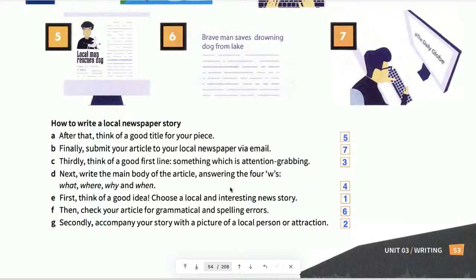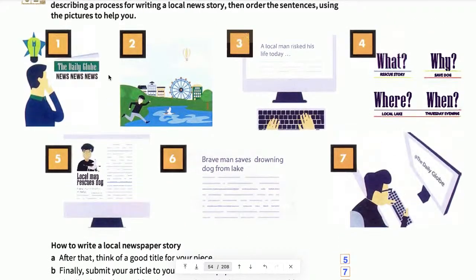Okay, now which one should be the first sentence? 1E, right? Yes, because we see the word first. First. So here, how to write a local newspaper story. First, think of a good idea. Choose a local and interesting news story. So you can have a look at number 1 here. You think of a good idea, right?